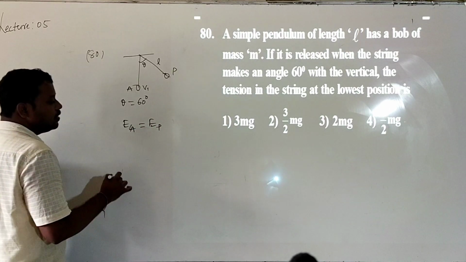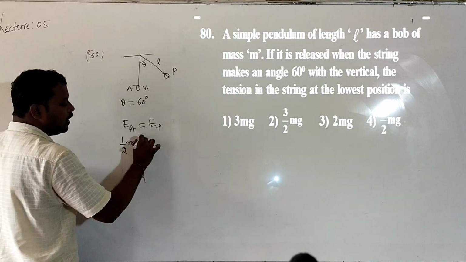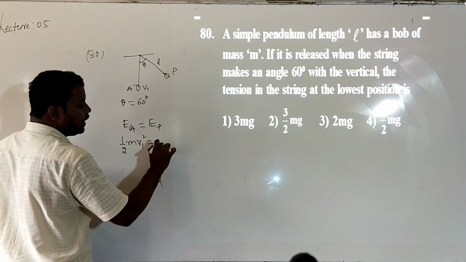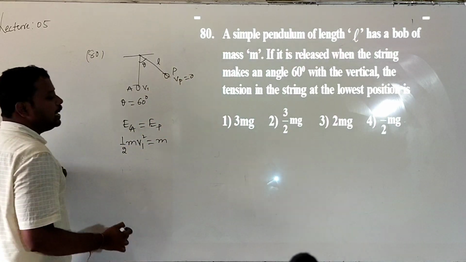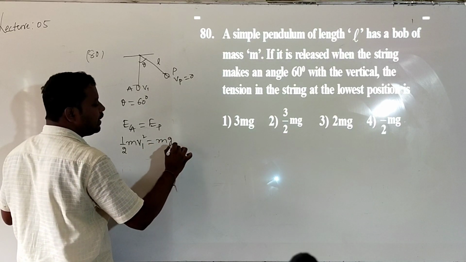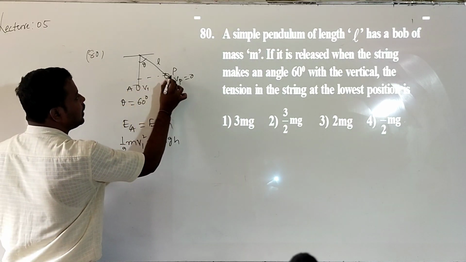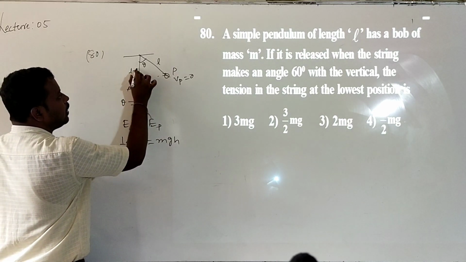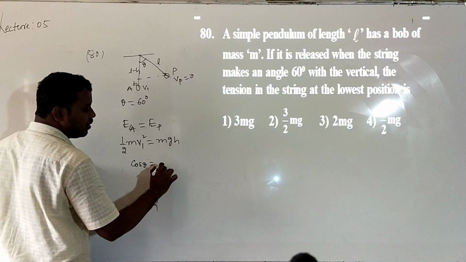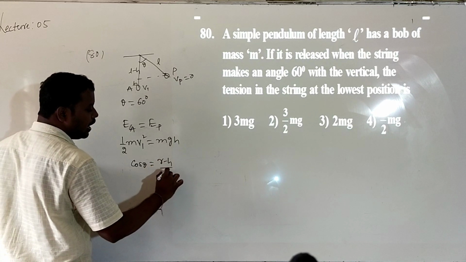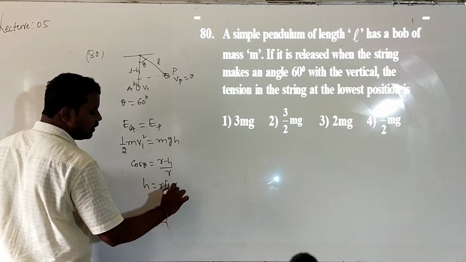Total energy at A: the body has only kinetic energy, given by 1/2 m V1 square. At P, the oscillator's velocity becomes 0, so it has only potential energy, given by m g h. According to cos theta, the height of the point is h, and this value is L minus h. Cos theta is equal to (r minus h) divided by r. Otherwise, h is equal to r into (1 minus cos theta).